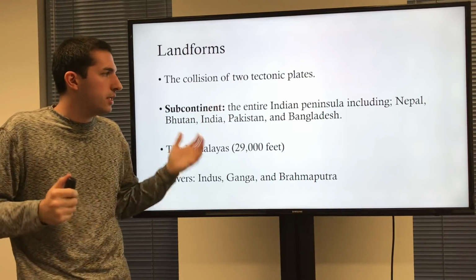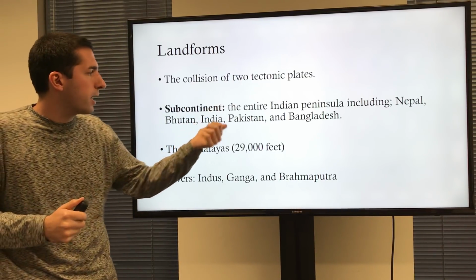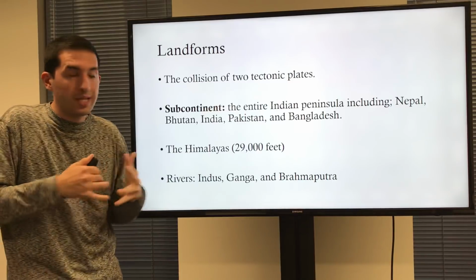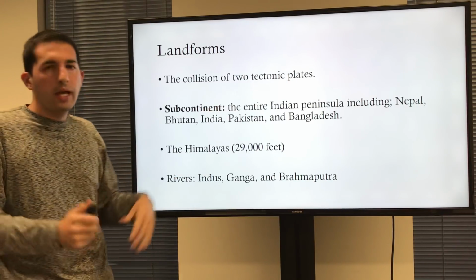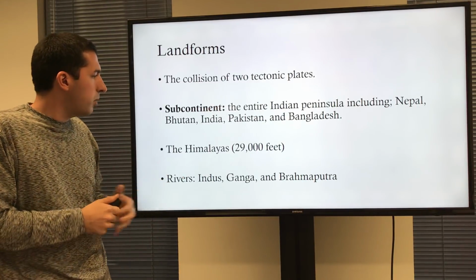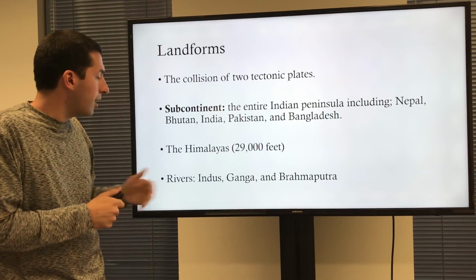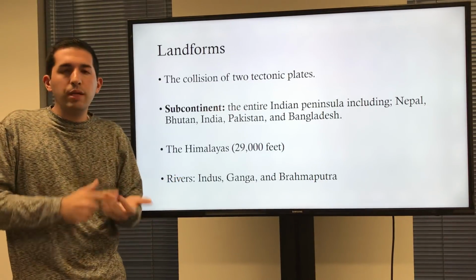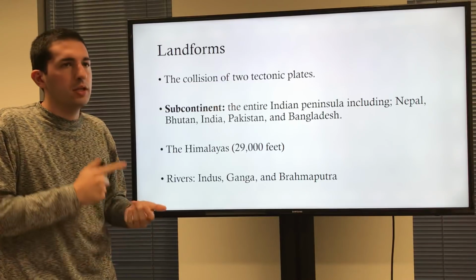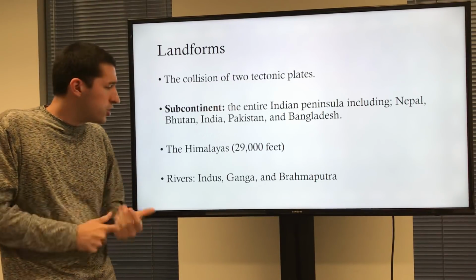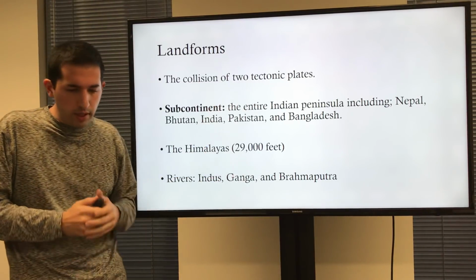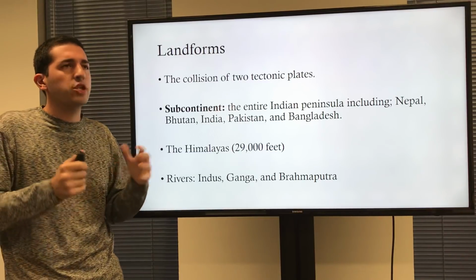The entire Indian peninsula, including Nepal, Bhutan, India, Pakistan, and Bangladesh, is this subcontinent that we've discussed. The Himalaya is obviously the tallest point in the entire world, and there are three main rivers that are going to be a factor in the physical geography of South Asia: Indus, Ganga, and Brahmaputra. All these rivers are actually quite interesting.